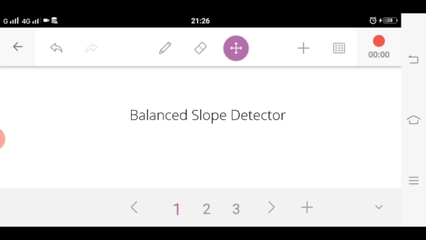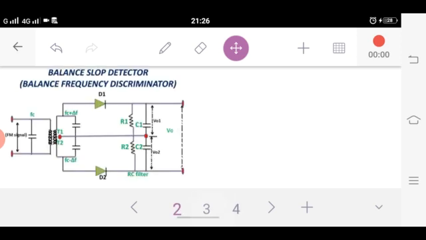So let's first quickly check out the circuit diagram for the balanced slope detector. The balanced slope detector is also called the balanced frequency discriminator.